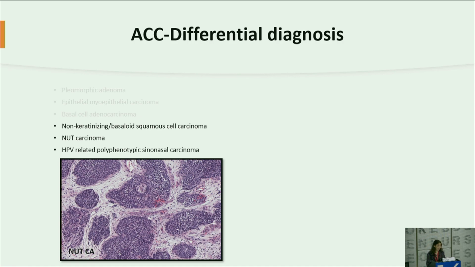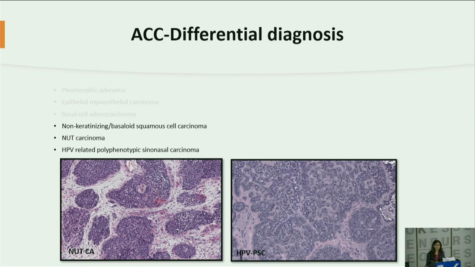And the entity HPV-related multiphenotypic sinonasal carcinoma can look and stain like adenoid cystic carcinoma. This entity has myoepithelial differentiation as well. So the way to differentiate this entity from adenoid cystic carcinoma is the HPV stains that are usually positive in this entity, and the negativity for the MYB fusion.